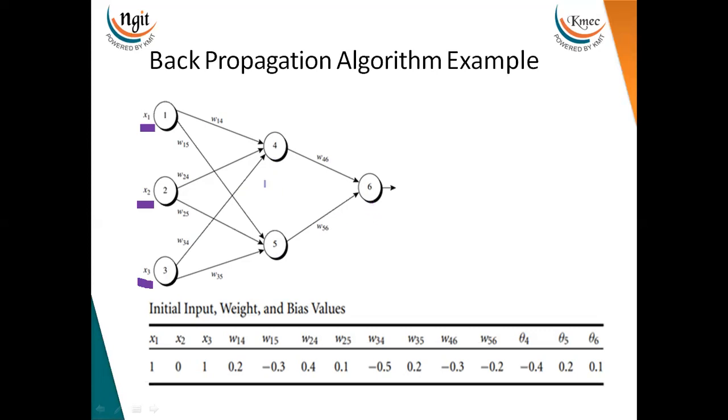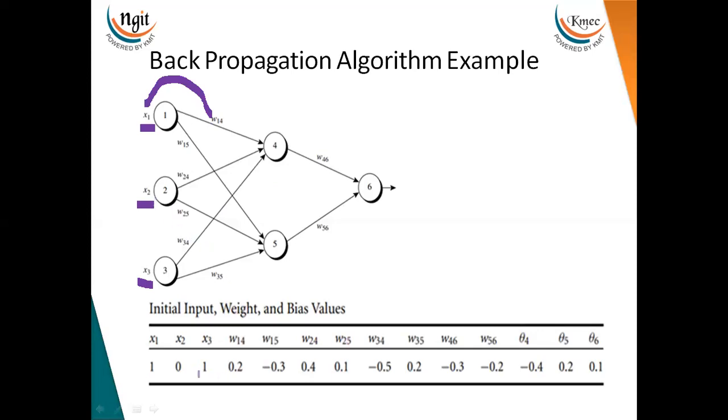Now for easy remembering, the weights are numbered from your input to the nodes in the same way as the numbering given to your nodes. The initial values of your inputs, weights and bias are given to you in this table, which you can see very clearly. Now, what will be our first step? Input should be multiplied with your weight. So x1 multiplied with w14. So 1 is multiplied with 0.2. What will you get? 0.2.